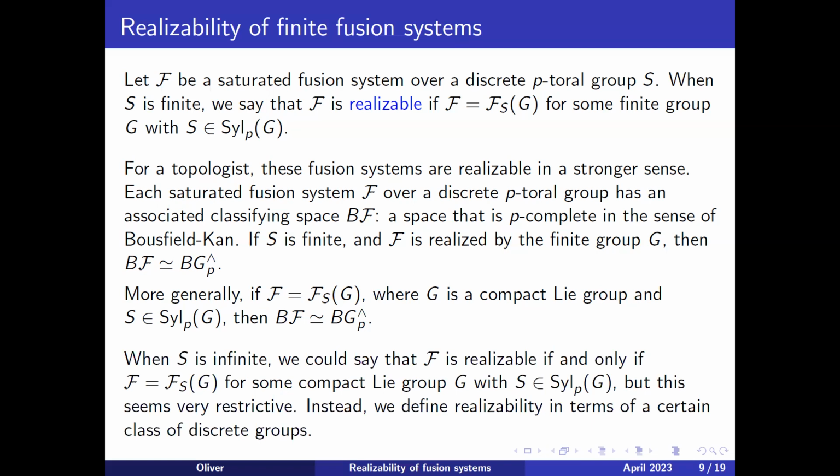So now the question is, we have infinite discrete p-toral groups, and if F is a saturated fusion system over such a thing, what does it mean for F to be realizable? So we originally defined fusion systems over discrete p-toral groups as motivated by trying to get fusion systems of compact Lie groups.